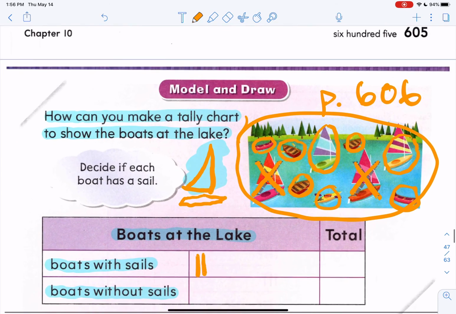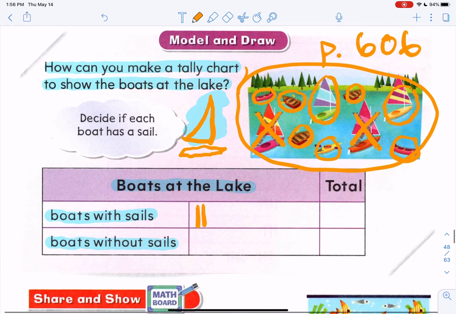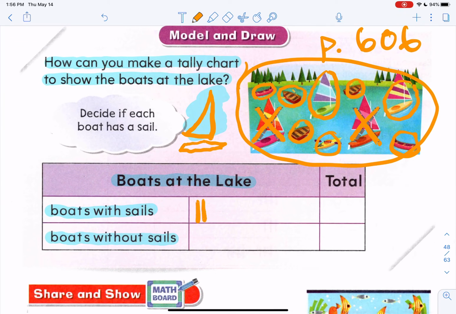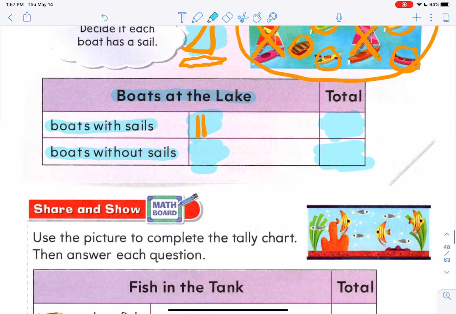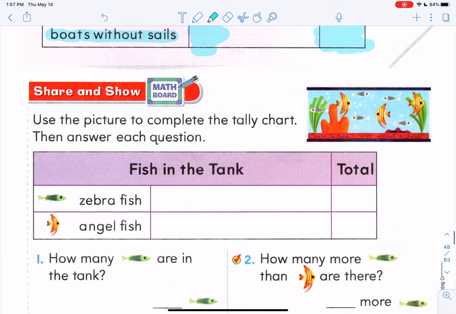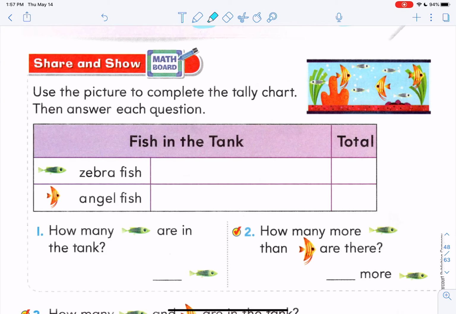But I'm not going to make the tally marks for you. Nah, you guys are too good. You're too smart. So you make your tally marks, cross out each boat as you go, put your tally marks in the right spot, and then give me the total. After you do that, you can move on to this one.